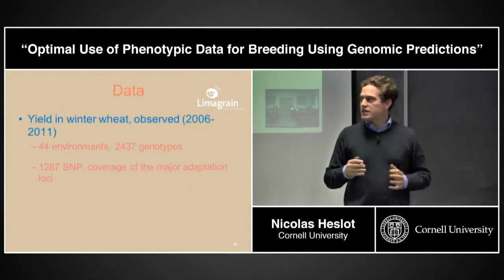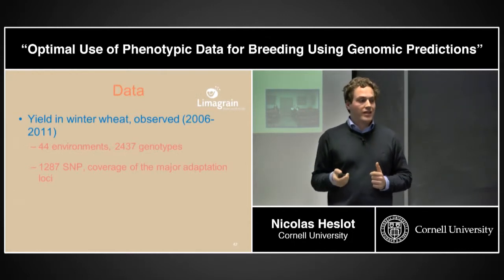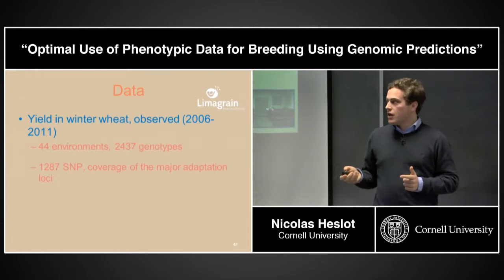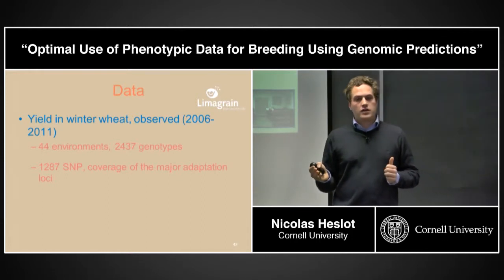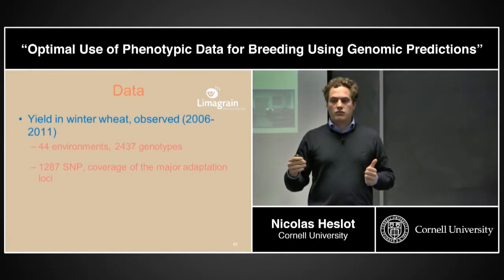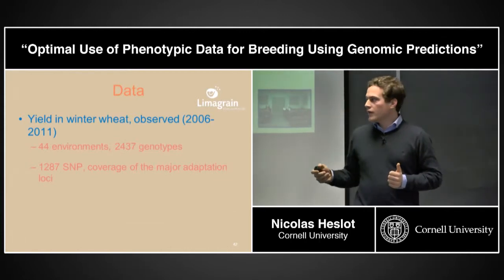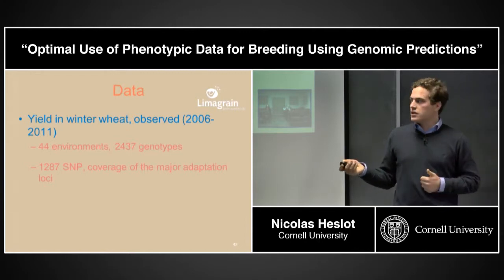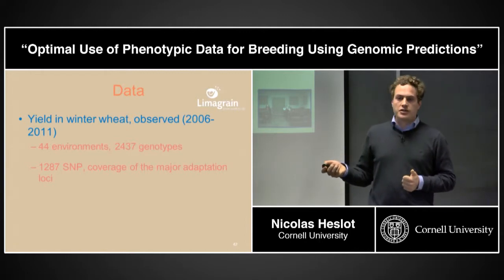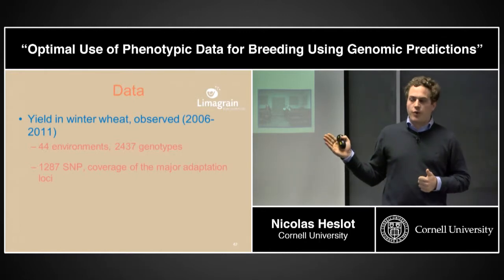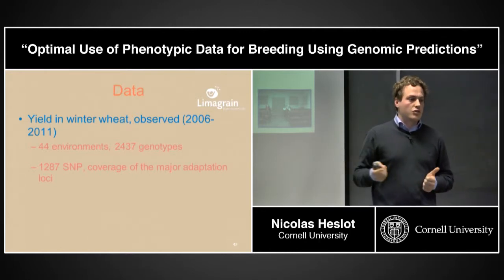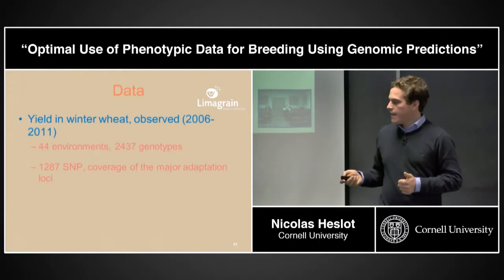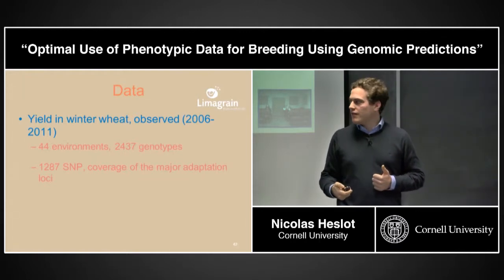Next, before going to the results, we had access to really large winter wheat datasets provided by Limagrain, planted from 2006 to 2011 in France, with about 44 environments, going from north to south France and about 2,500 genotypes. We had a quite low SNP density, about 1,300 SNPs, but at the time it was what was feasible on such a large population in wheat. But we had perfect coverage of the major adaptation loci, such as dwarfing genes, photoperiod sensitivity genes, and vernalization genes. That's maybe the originality of these datasets.